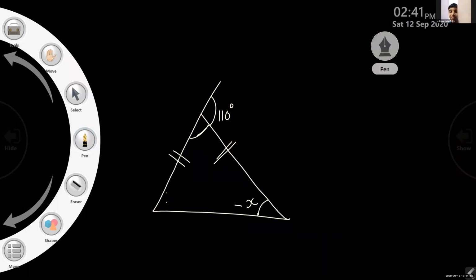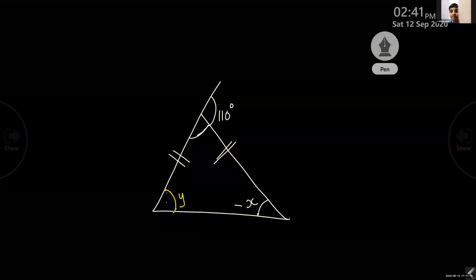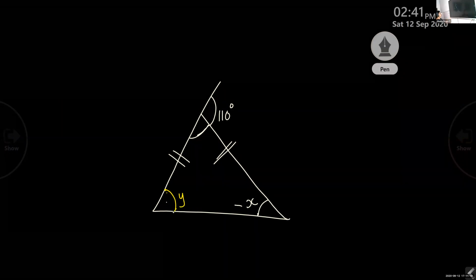Ma'am, 55. This is 55 degrees. Okay. Very good. What is the reason for 55? You are muted. Just switch on.